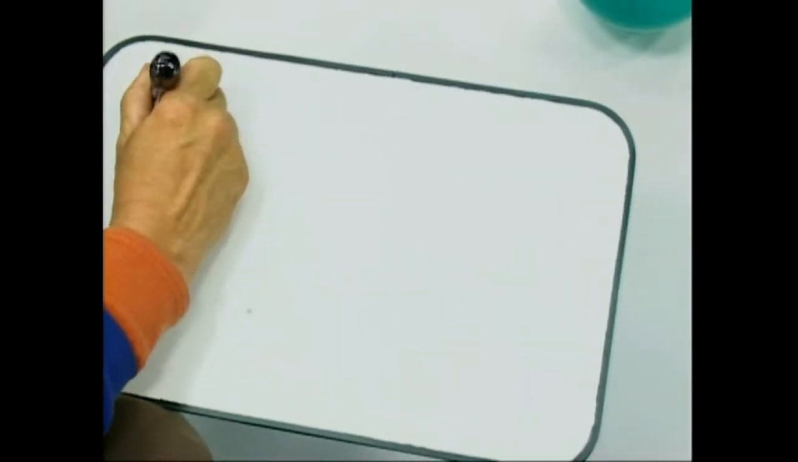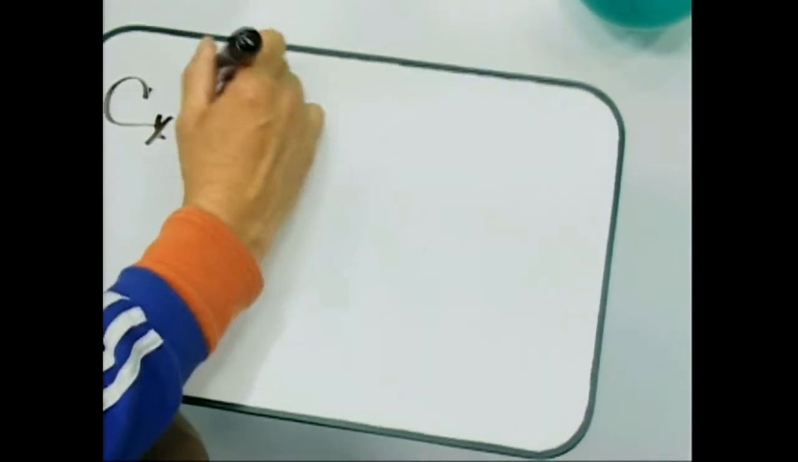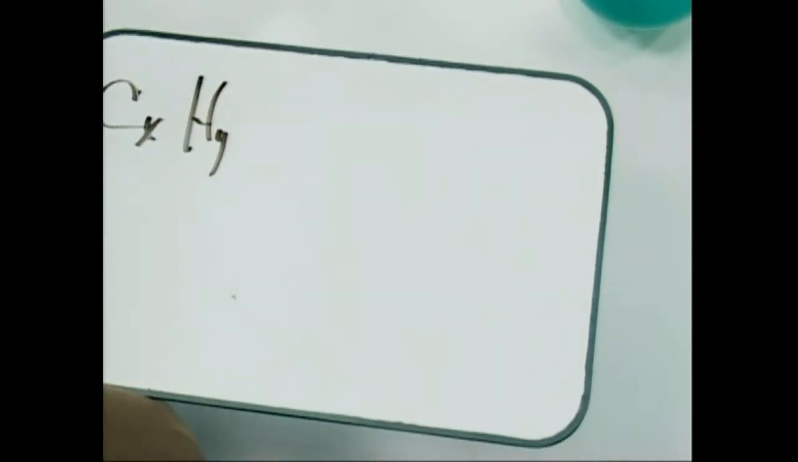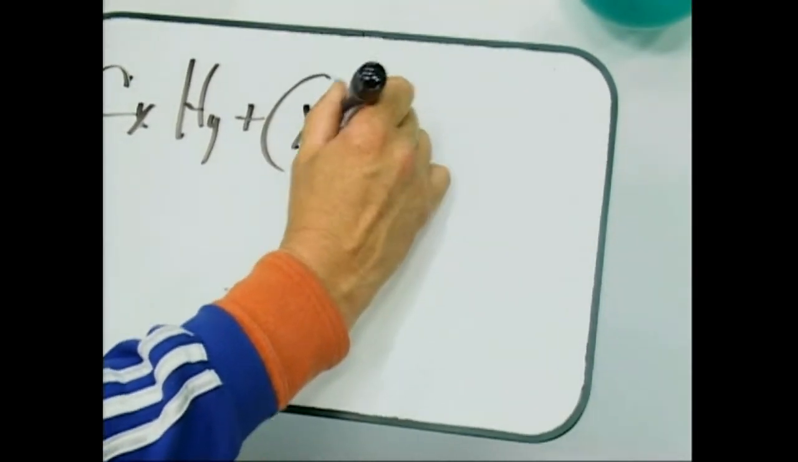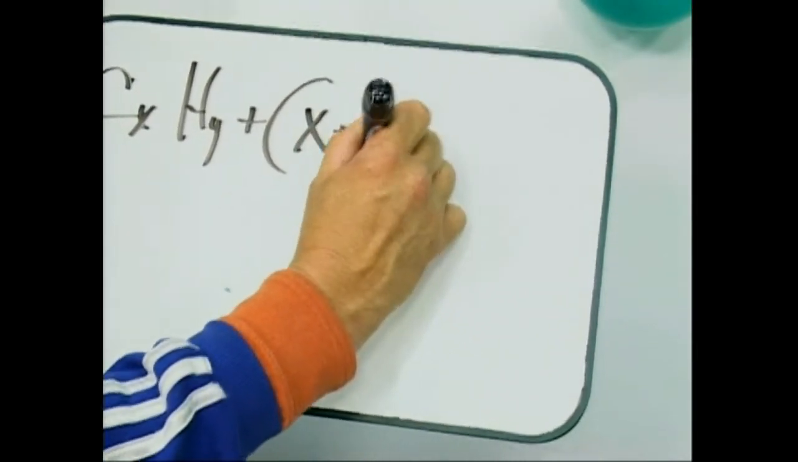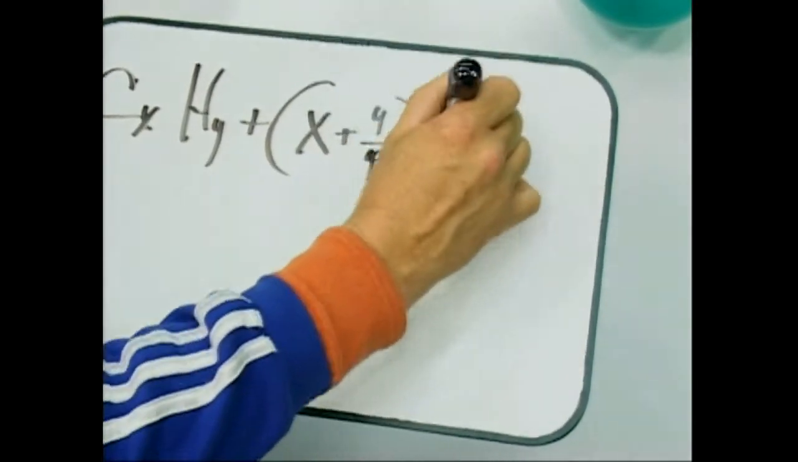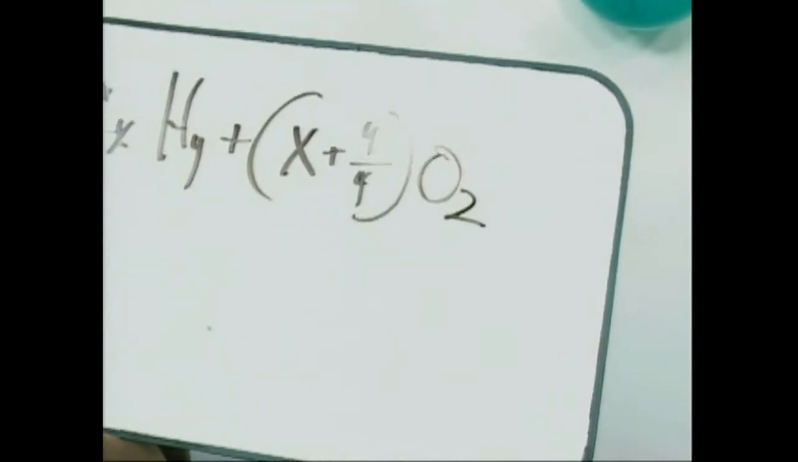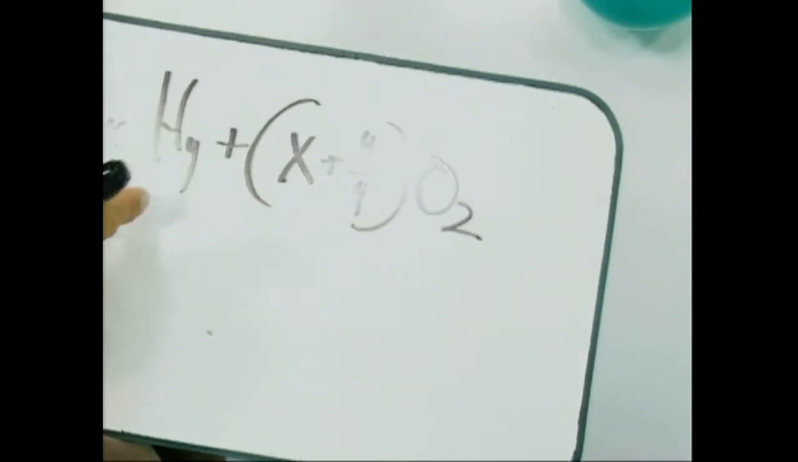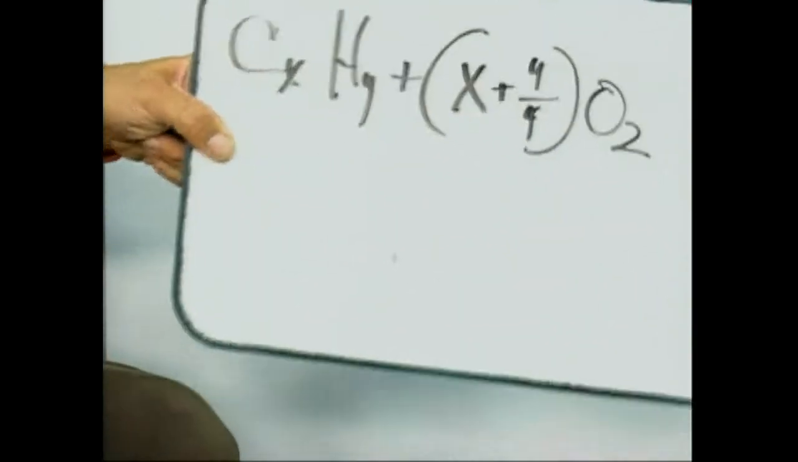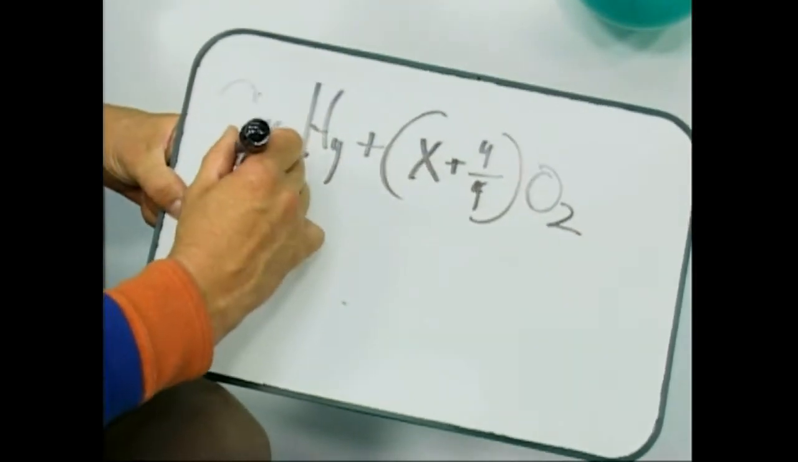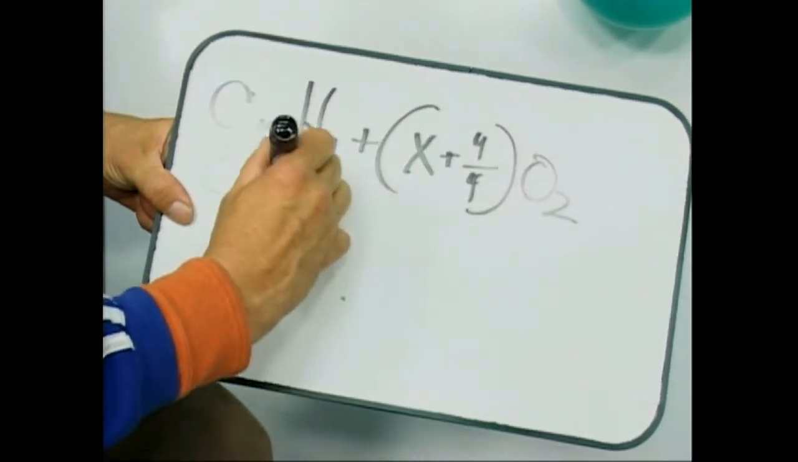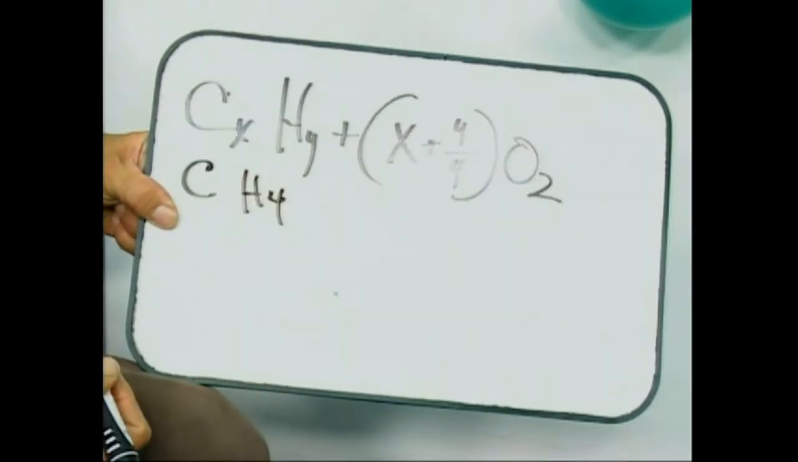A great little thing we have is C sub x H sub y plus, do your parentheses, x plus y over 4, which gives the number of O2s. So let's pick a typical hydrocarbon here. We'll pick two of them to do examples. The one we did was methane, right? So CH4 was what that was written as.